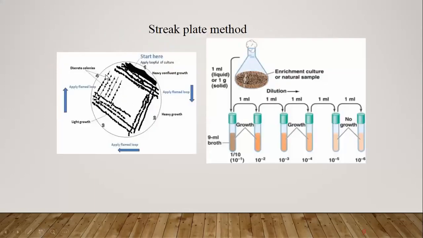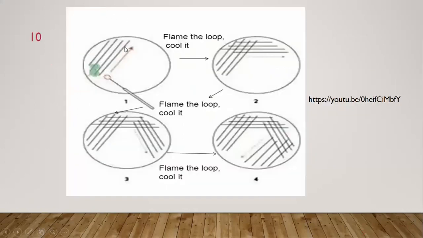Here you can see this is the petri plate, which possesses the solidified nutrient agar medium. And we use this wire loop to streak the culture. How it is done, I will explain. The wire loop is sterilized over a flame, and after cooling, a small amount of the mixed culture is picked from the broth tube.